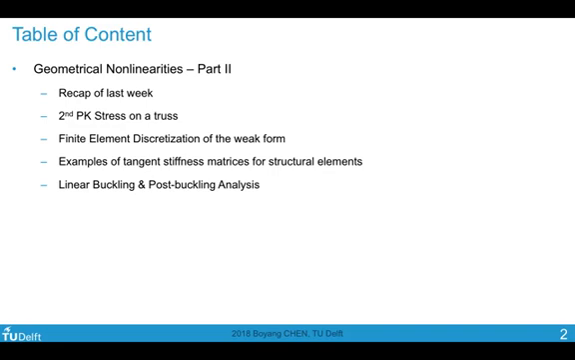Then I'll talk about the second Piola-Kirchhoff stress on a truss, because this turned out to be the most difficult concept to grasp. Afterwards, I'll move on to the finite element discretization of the weak form, and I will give examples of the tangent stiffness matrix, in particular the geometric stiffness matrix, for a few structural elements. And then I'll end the geometrical nonlinearity chapter with linear buckling and post-buckling analysis.